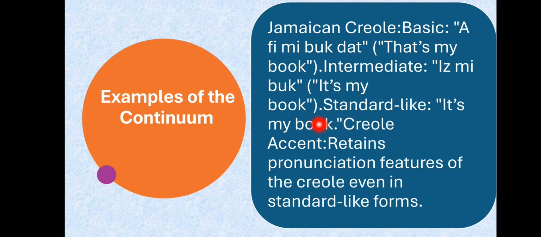So it will be like the standard, like "It's my book." "Is me book" has a taste of the standard one. In job interviews, in some social contexts, in a formal context, they use the intermediate, which has mixed features of the standard language and the local one. So Creole accent retains pronunciation features of the Creole even in the standard-like form. Even in a standard-like form, the pronunciation would still be like the local one.